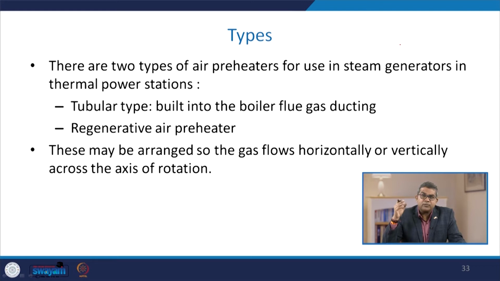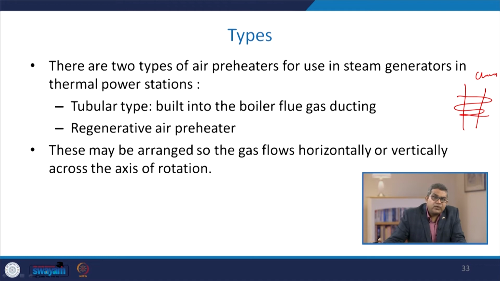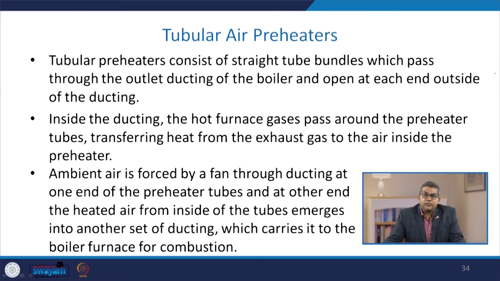There are two types of air preheaters. One is the tubular type of preheater. This is built into the boiler flue gas ducting, maybe like this, you may put over here. This is the chimney. And another is the regenerative type of preheater. Now, these may be arranged so that the gas flows horizontally or vertically across the axis of rotation. So, it all depends on the configuration.